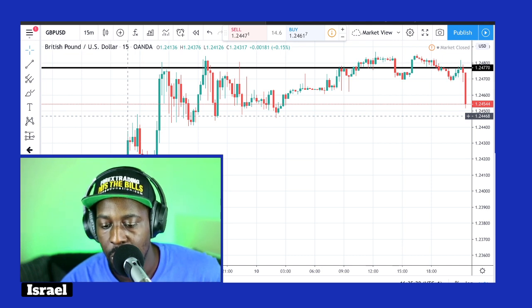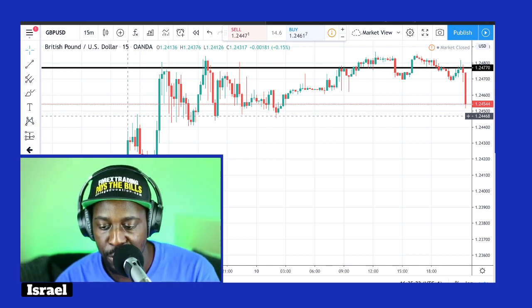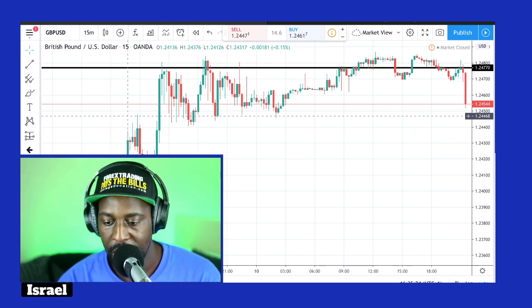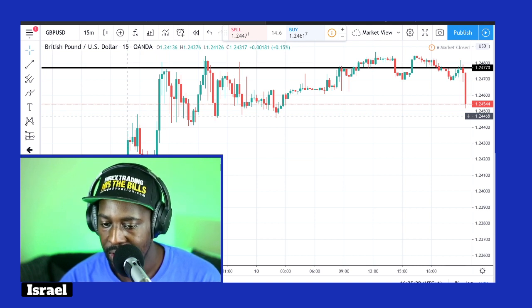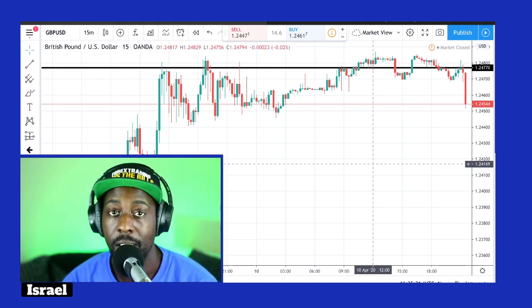And like I said, if you've got questions, if you want me to address a certain currency, I'll basically address that if I see it. Let's look at the pound against the dollar, right? Similar. It looks very similar.